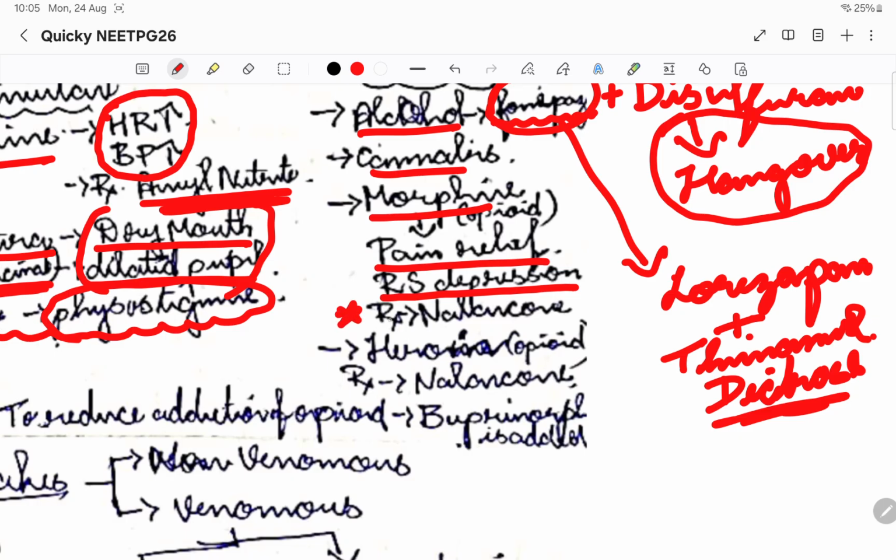The management for all the opioids will be naloxone. Naloxone is the management. Please do not confuse with naproxen. This is naloxone. Okay, naproxen is given for headaches. Naprolet. Okay, so this is naloxone.